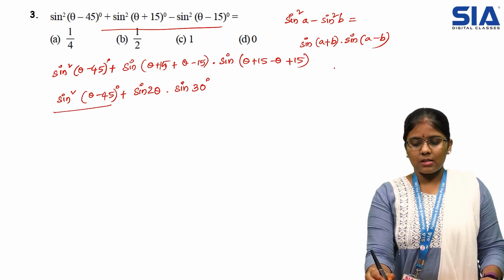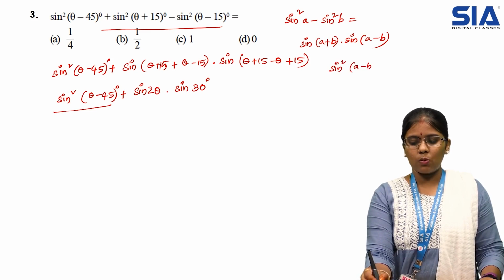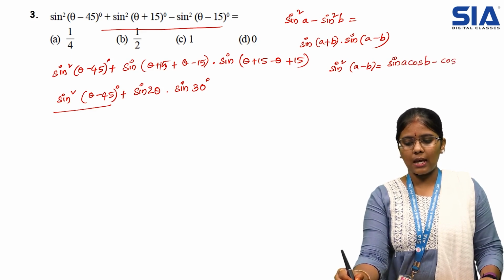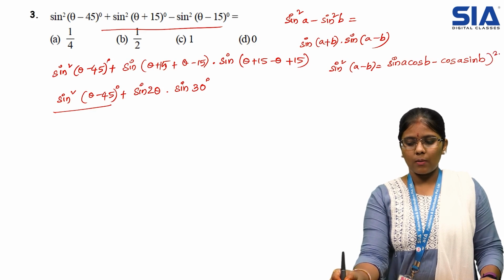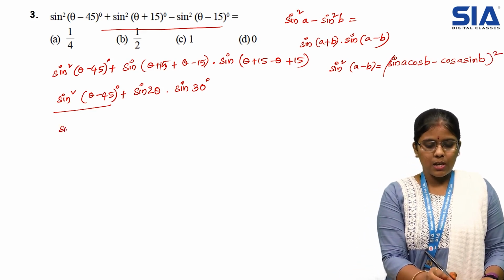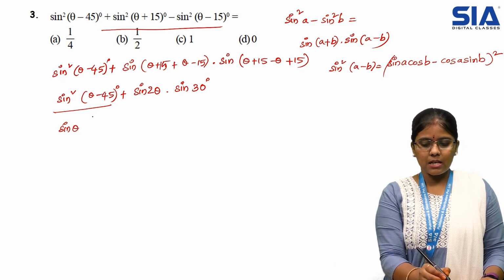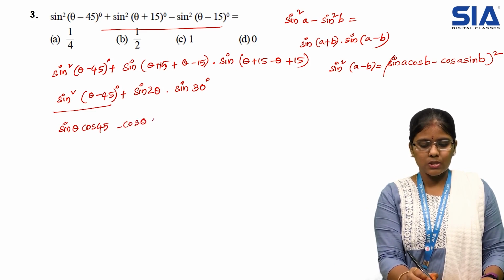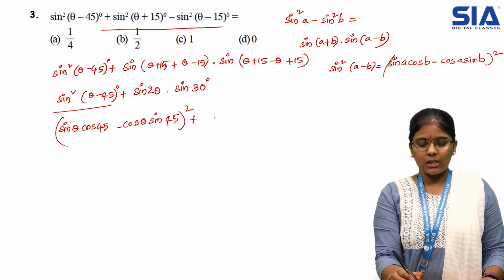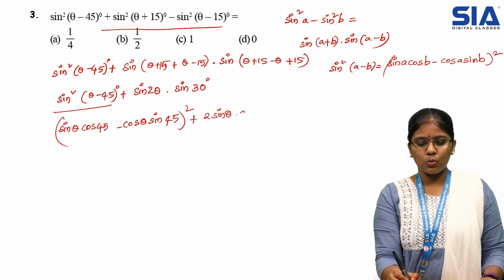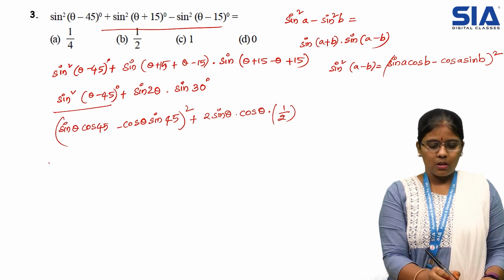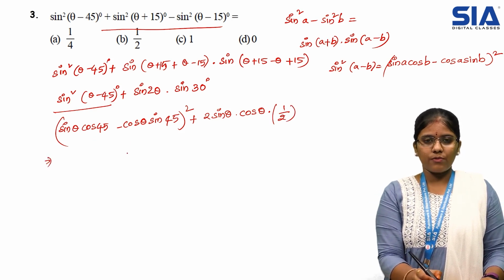If you see this expression, sine square of A minus B equals sine A cos B minus cos A sine B whole square. So sine A, that is sine theta, cos B, that is cos 45, minus cos A, cos theta, into sin B, sin 45, whole square, plus sin 2 theta, that is 2 sin theta into cos theta, into sin 30 degrees, which is 1 by 2. Now cos 45 and sin 45 is 1 by root 2.